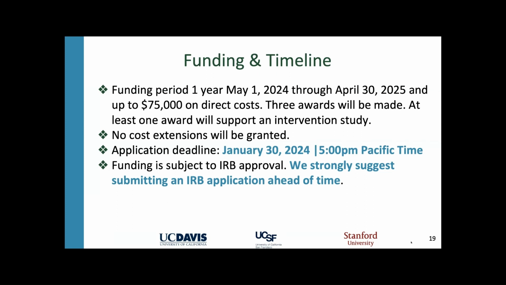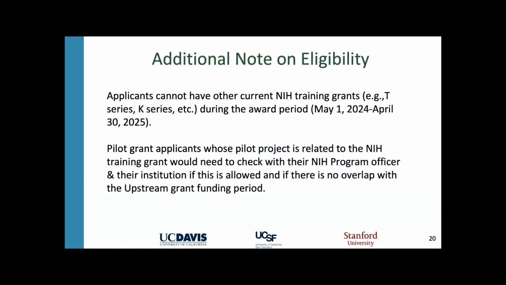Your application deadline is January 30 at 5 o'clock, and funding is subject to IRB approval. We again strongly suggest submitting an IRB application ahead of time. I know we keep on reiterating this, but it is really important that this is done. And last, I would like to say that applicants cannot have other current NIH training grants during the award period. So if you do have a pilot project which is related to an NIH training grant, you would need to check with your NIH program officer and their institution if this is allowed, and if there is no overlap with our Upstream grant funding period.